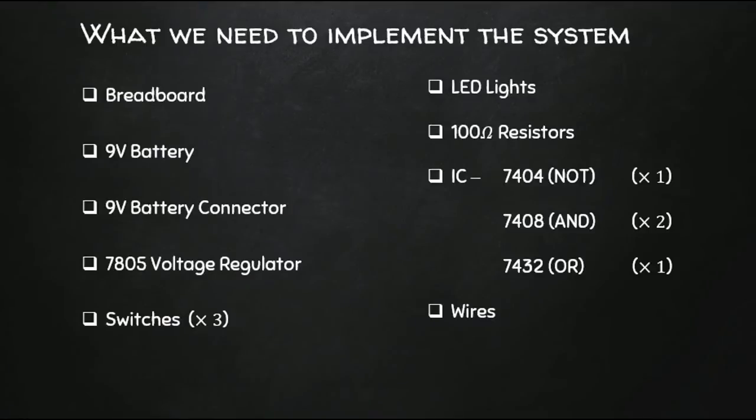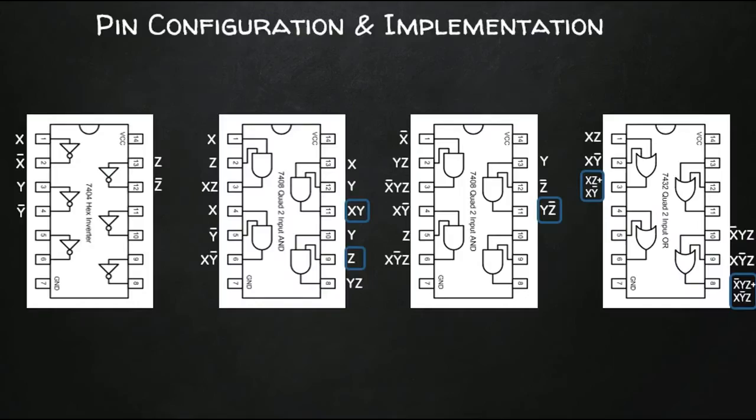These are the components that we use for our project, and this is the pin configuration for these 4 ICs. First one is the NOT IC, and here you can see X, X bar and Y bar, which are the outputs we have produced from there. You can see the individual outputs and the individual ICs. Here the middle two are the AND ICs and the last one is the OR IC.